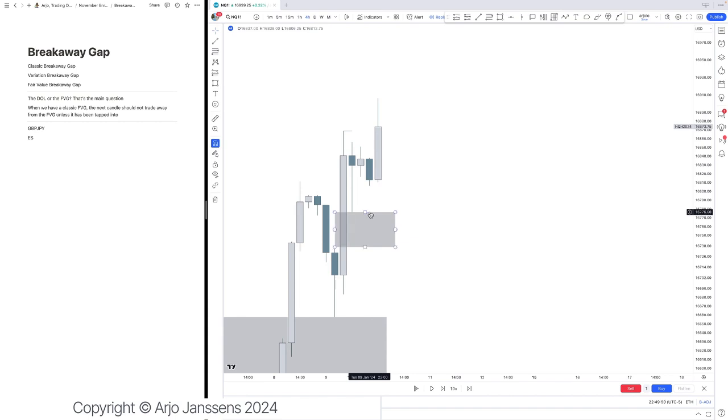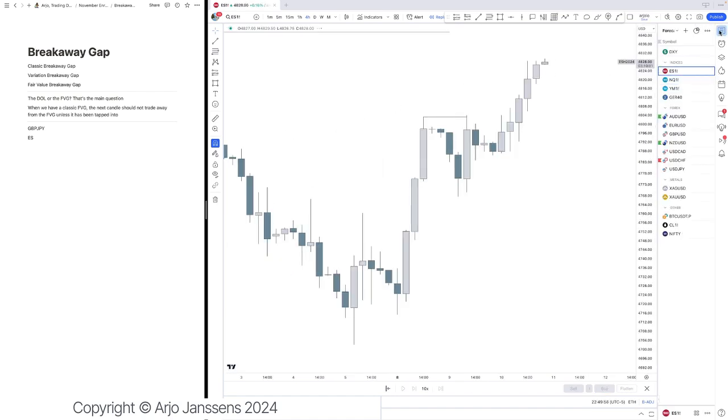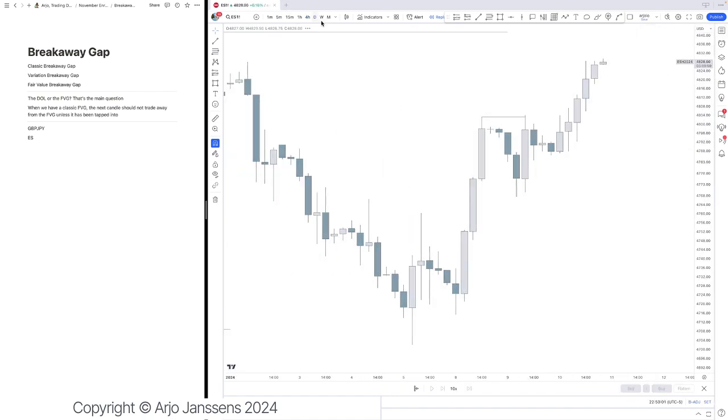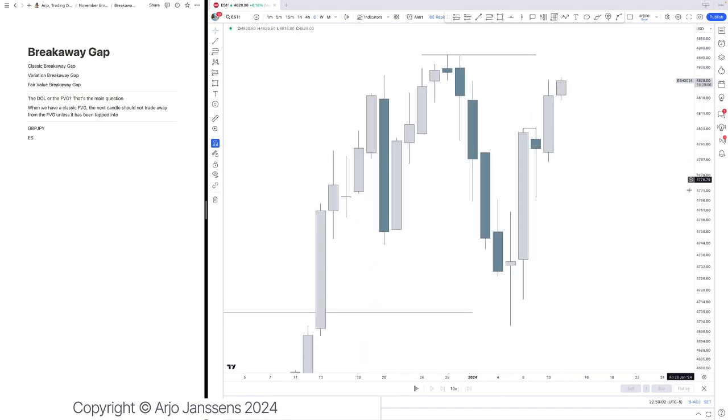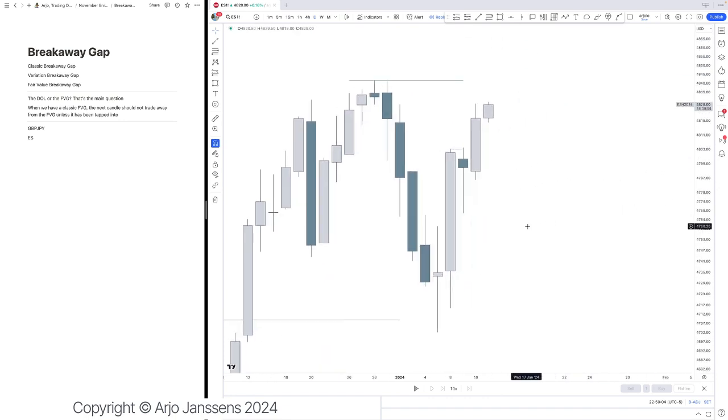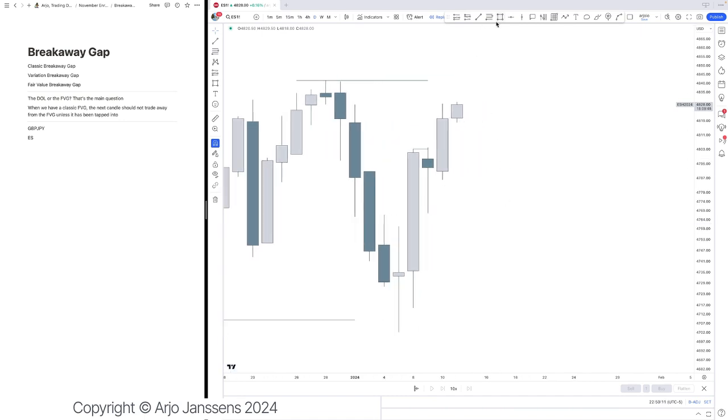Now, I want to go over a few more examples because I can understand the variation breakaway gap might be the most difficult to understand. And I want to go over more examples as well. On ES, we mentioned it in the forecast, and it was beautifully seen as well. And in a lot of forecasts, if you watch them back, you'll see me go over them as well, where this right here is also a variation breakaway gap.